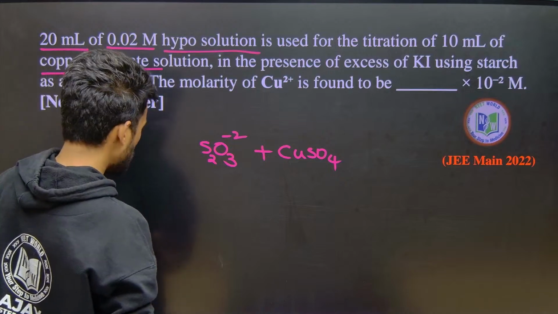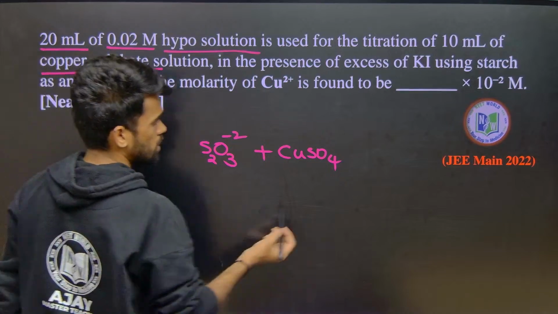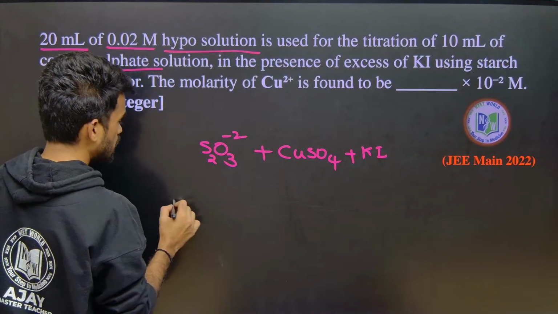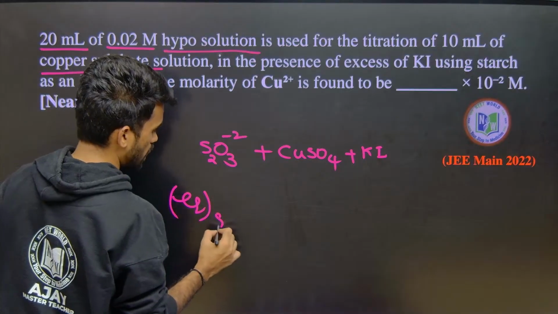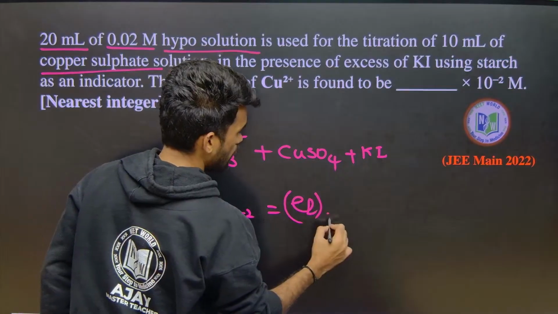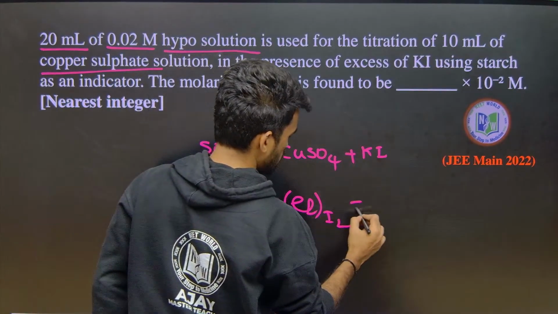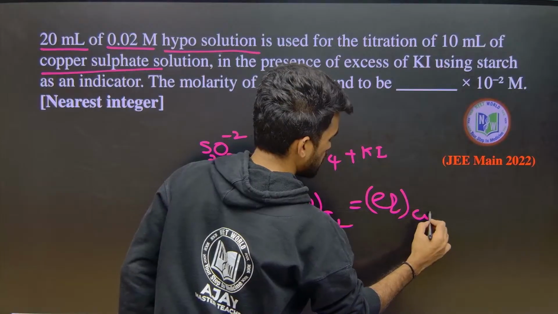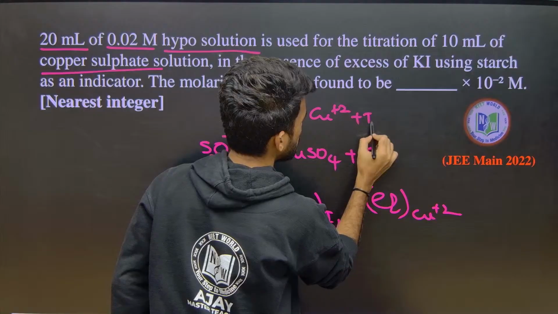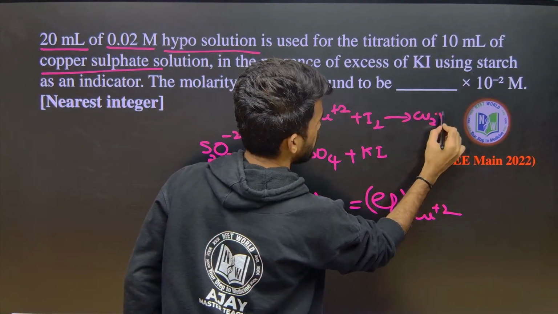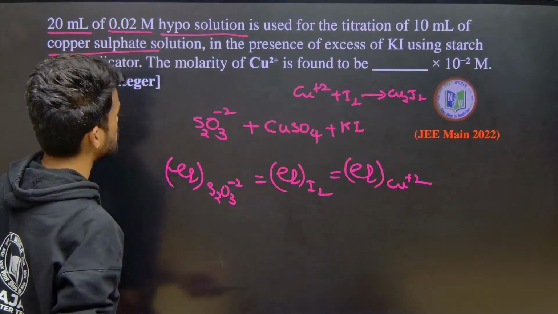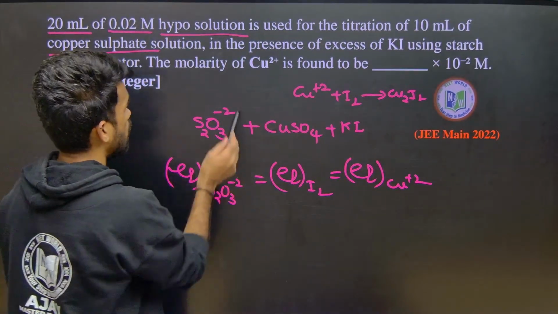So here what you have to apply is, KI they have told this now. We can use here equivalence of hypo S2O3 2 minus equals equivalence of iodine formed, which also equals equivalence of copper +2, because copper +2 will react with the iodine and form Cu2I2 kind of compound here. So now apply that equivalence concept. They are asking about molarity of Cu+2.